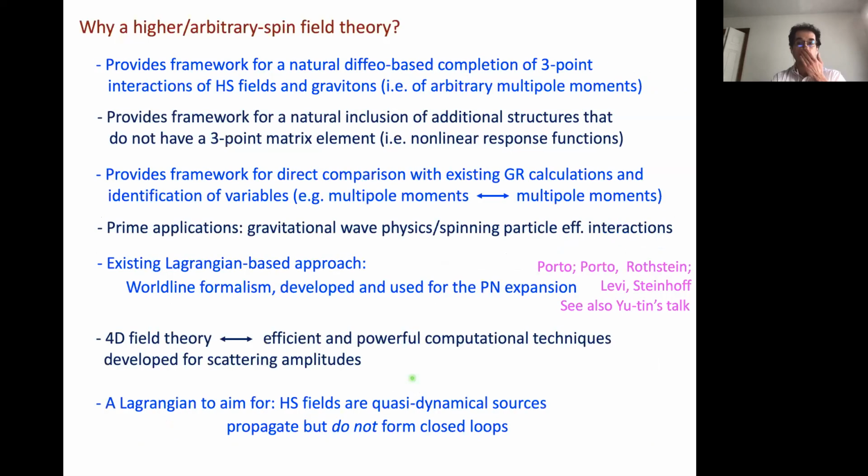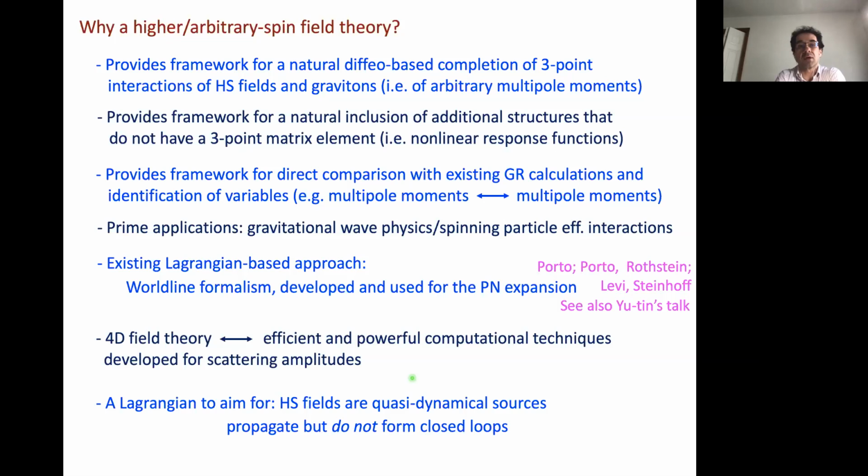So having said all this, there are several reasons why we might want a four-dimensional field theory to describe our big bodies which are scattering, or perhaps in the right energy regime, have a two-body bound state. So a four-dimensional Lagrangian provides a natural diffeomorphism invariant completion of whatever three-point interactions higher spin fields and gravitons might have. For example, an example of such three-point interaction is the minimal amplitudes that appeared in Justin Vine's talk and also in Yutin's talk earlier today.